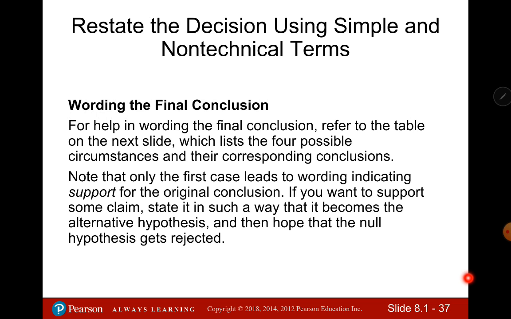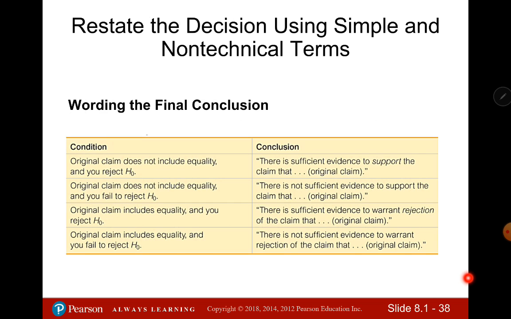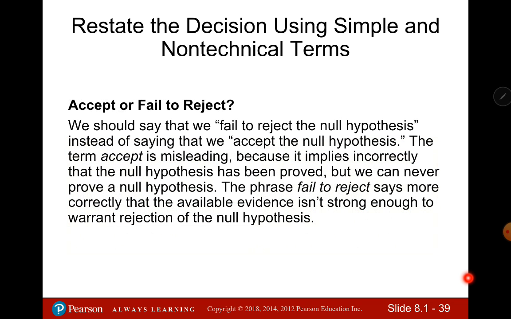So the last step is just wording the final conclusion, to help most people understand your conclusion. This table shows you the most common cases, and we can use these four kinds of conclusion. So you can check it by yourself. We will not say accept, right? In your technical conclusion, we will just say fail to reject. So make sure you use the correct words to express your answer.